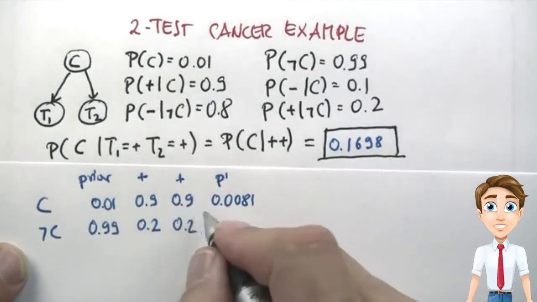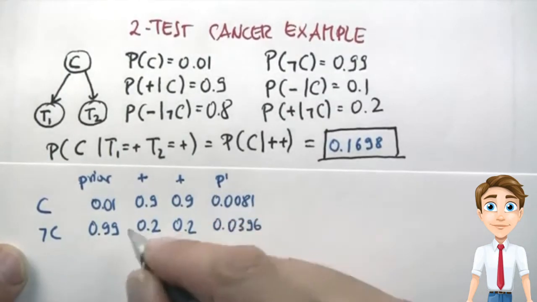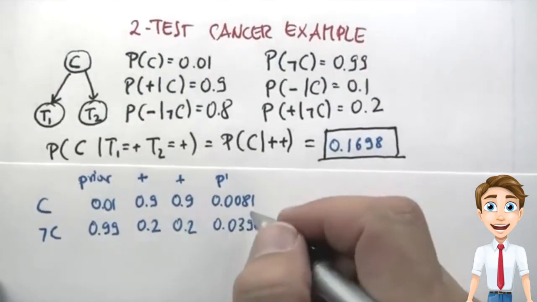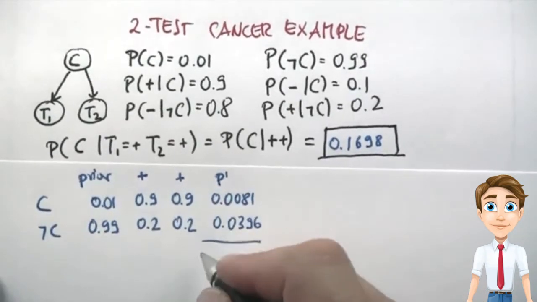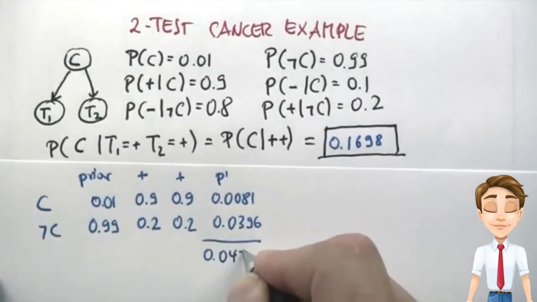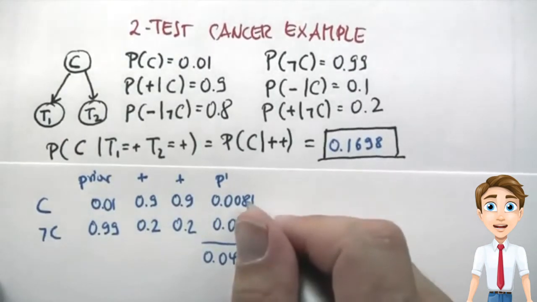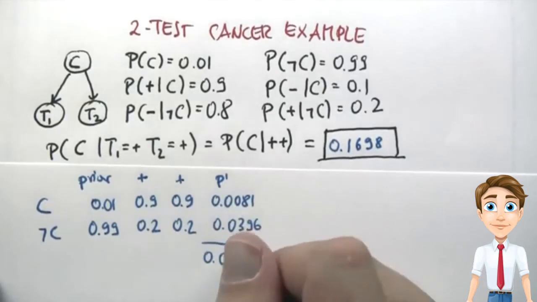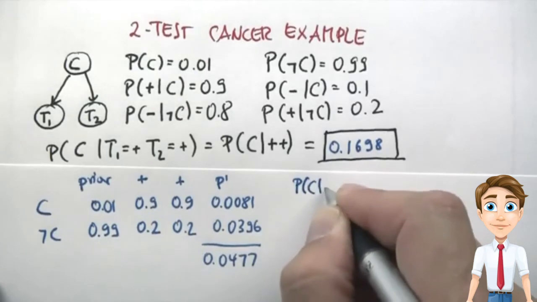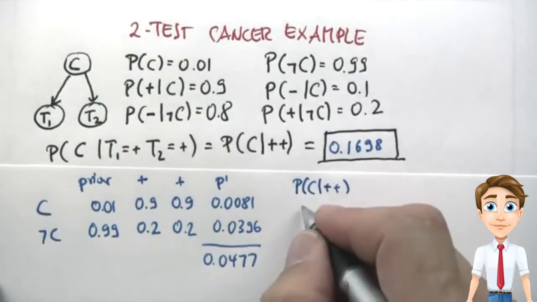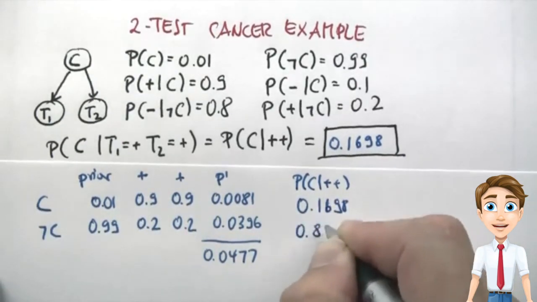0.0081 if you multiply those things together, and 0.0396 if you multiply these together. And these are not probabilities. If we add those for the two complementary events cancer and non-cancer, I get 0.0477. However, if I now divide, that is, I normalize those non-normalized probabilities by this factor, I actually get the correct posterior probability, P of cancer given plus plus. And they look as follows: approximately 0.1698 and approximately 0.8301.